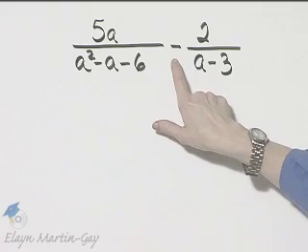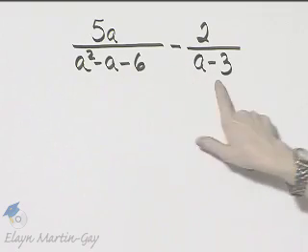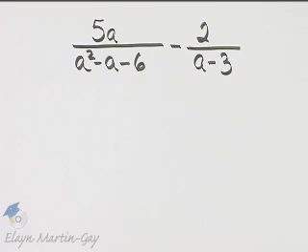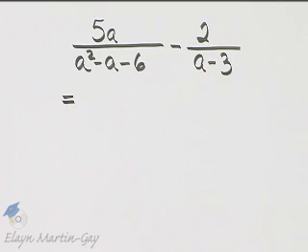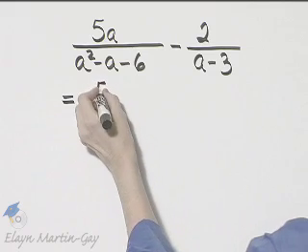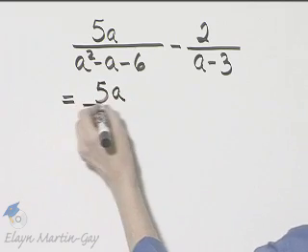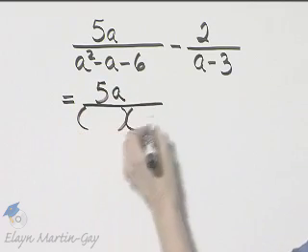The operation is subtraction, so we must have the same denominators. In this case, we don't, so let's come up with the least common denominator and rewrite each of these fractions as equivalent fractions, but with the same least common denominator. To find that least common denominator, let's factor that first denominator.